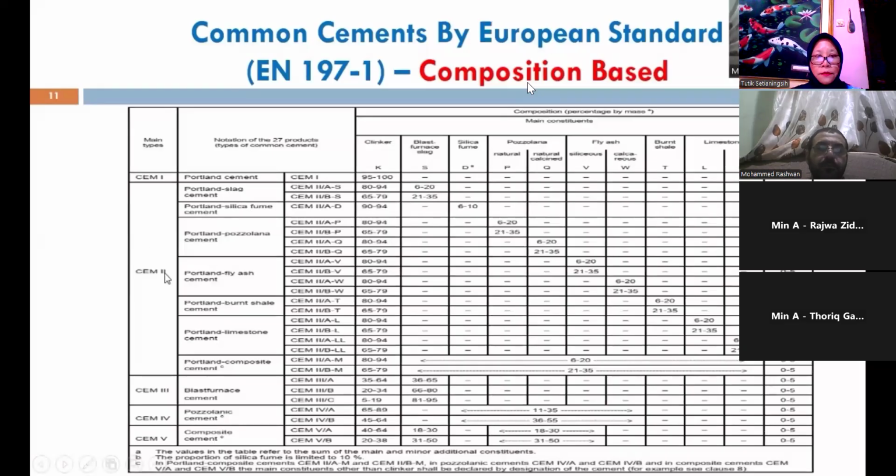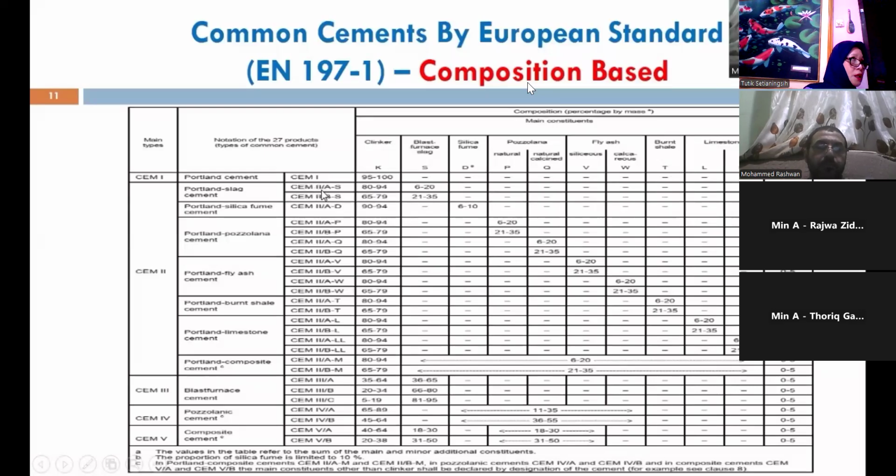The other type, like CEM II, is composed of many subdivisions, like Portland slag cement, according to what type of main constituents are included to manufacture this type. For example, Portland slag cement is composed of two subdivisions, CEM II/A-S and CEM II/B-S. S means slag, and A is the amount or the percent of clinker in this type of cement.